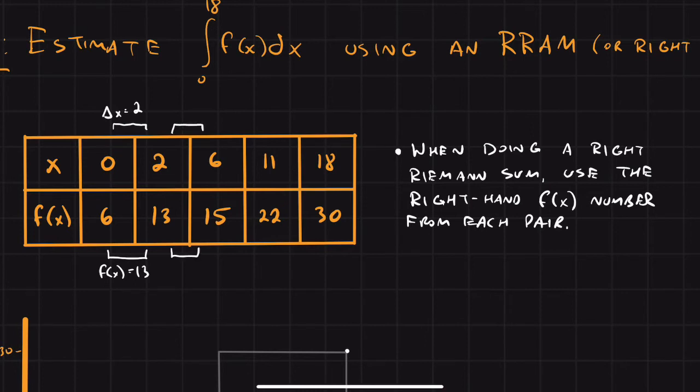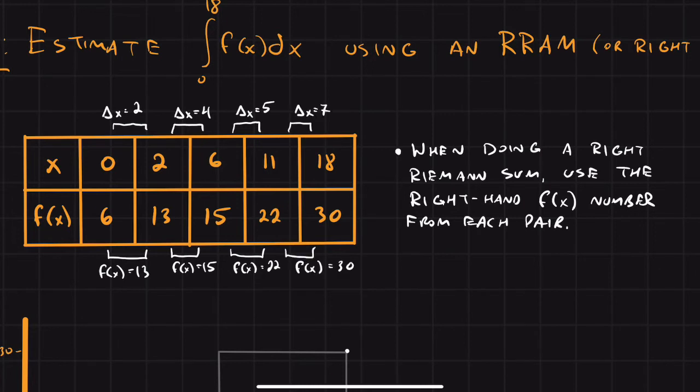Then if you imagine drawing a rectangle that spans between 2 and 6, delta x would be the difference between those two x values. 6 minus 2 is 4. And then the height of that rectangle would be f of x is equal to 15. We do the same thing for the next pair. Delta x is equal to 11 minus 6, which is 5. And the height of that rectangle would be f of x equal to 22.